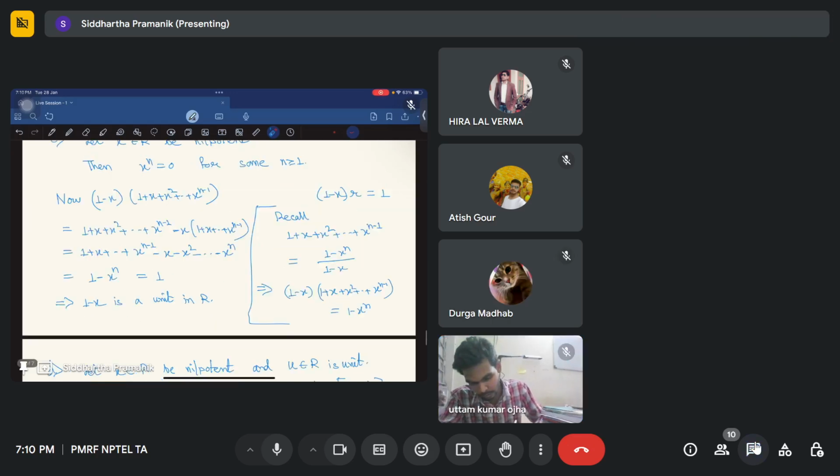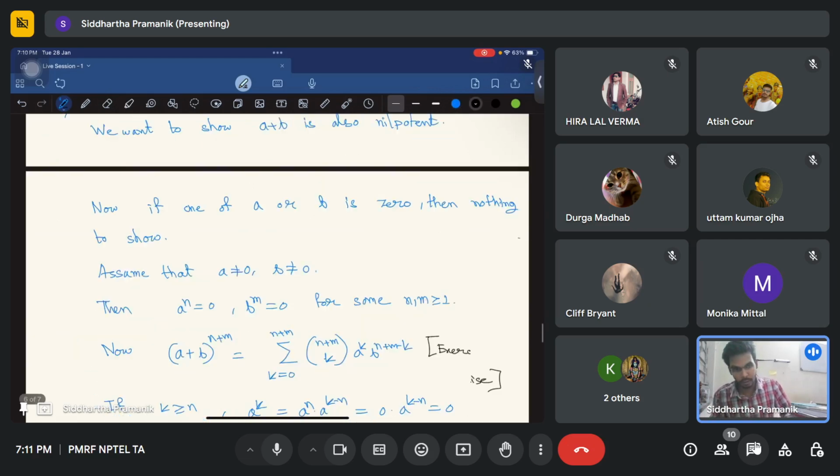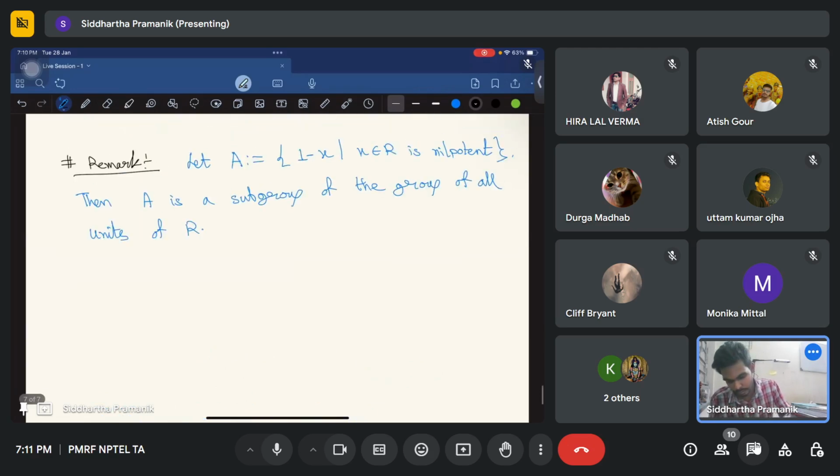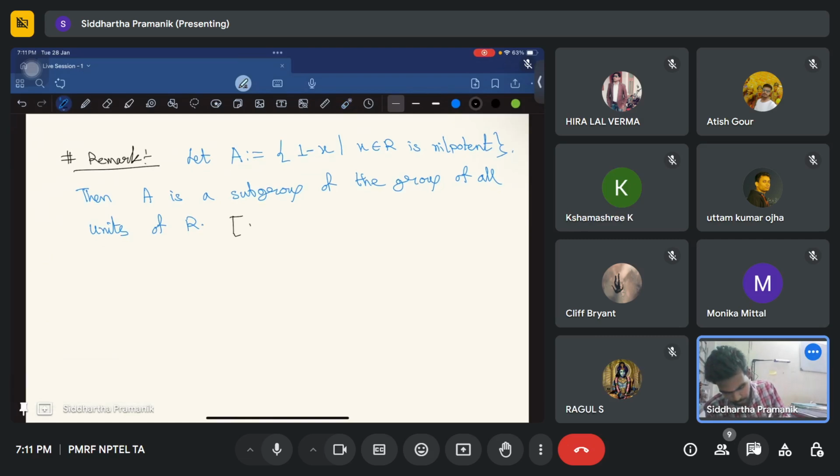Okay, so let me put this as minus, otherwise things are mismatched. Thank you for pointing out. So what I am telling is the remark: take this set A. A is 1 minus x, where x is a nilpotent element. Then this will form a subgroup of the group of all units of R. So you take it as an exercise. This is very easy.